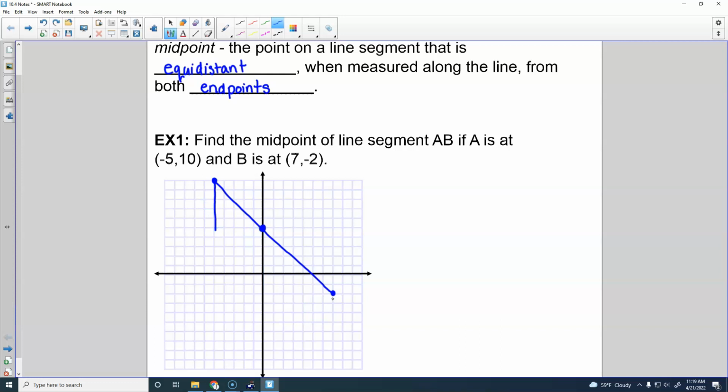Marley is saying maybe it's 1, 4. Let's try that. Are those triangles the same size? Yeah. So that would be the same distance. So this would be 1, 4.